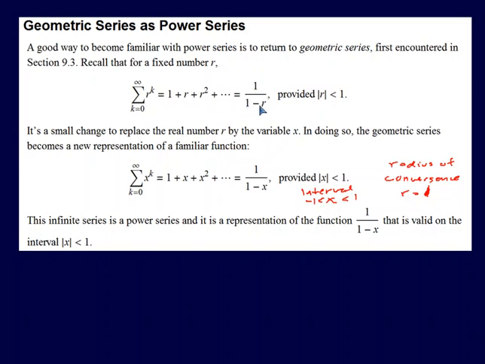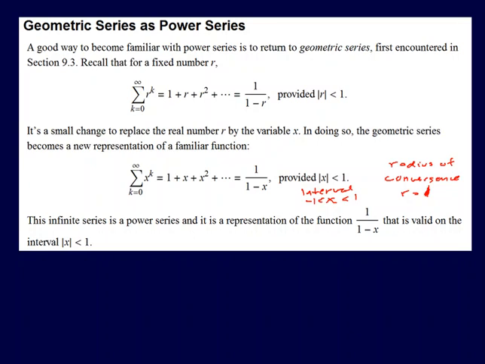And what we'd like to do here is take that concept, and instead of calling the ratio r, let's call the ratio x. And the series becomes 1 plus x plus x squared, and on, as long as the x is between -1 and 1. This is going to be, again, a converging geometric series, and it converges to the quantity of the first term, 1, divided by 1 minus x.